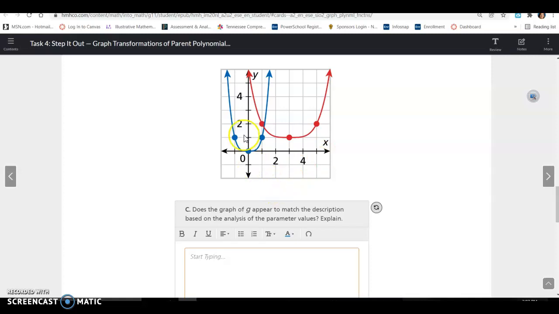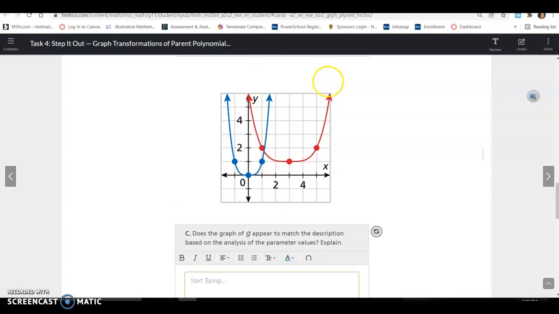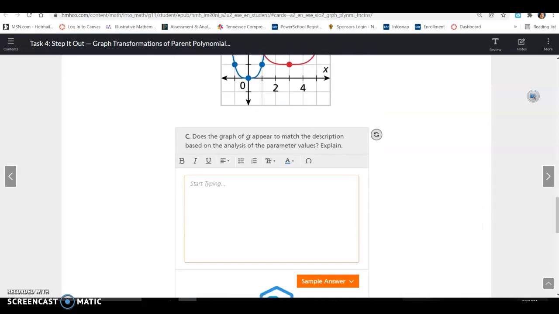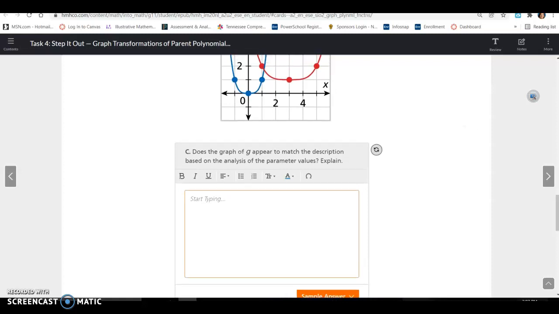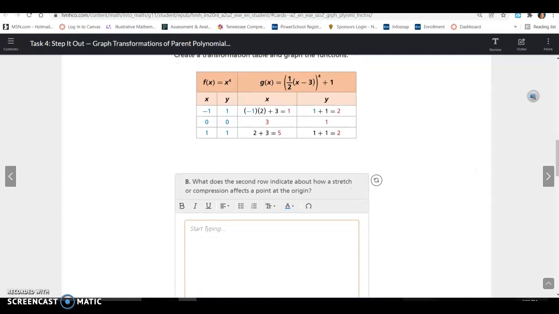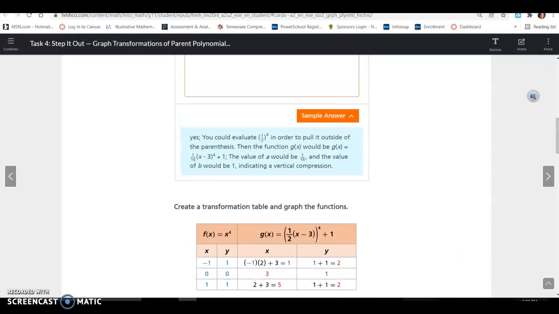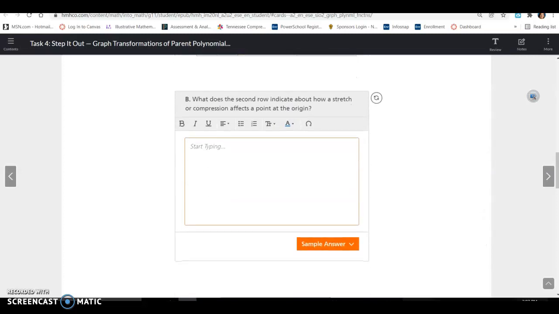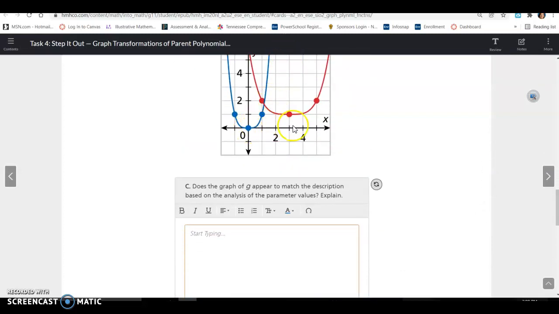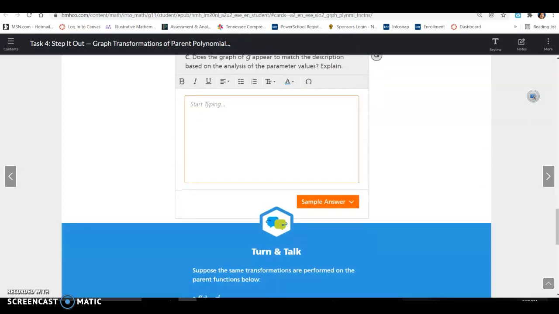All right, when you look at the graph, here's your parent function, x to the 4th power, and then here is the transformation. All right. Does the graph of g appear to match the description based on the analysis of the parameters' values? So let's look back and see. It's a stretch by a factor of 2. It's going to move it right 3 and up 1. So it's going to move it right 3, up 1, and then stretch it. So yes, that does look like it matches what it's supposed to.